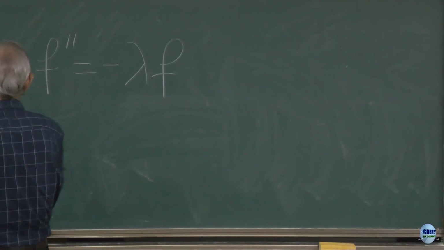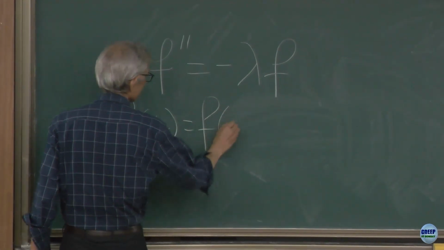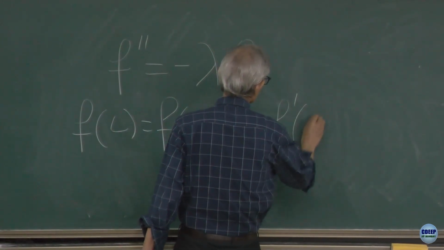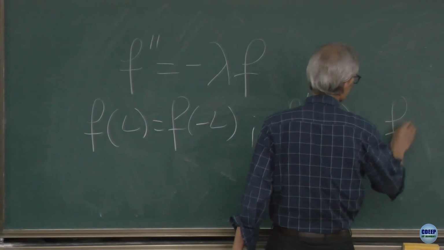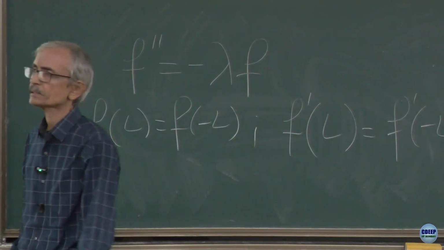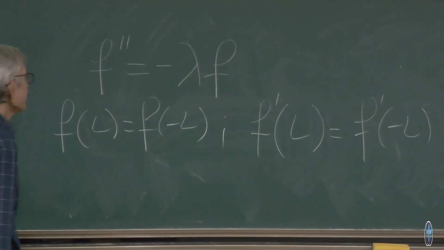But f of L is equal to f of minus L, and f prime of L is equal to f prime at minus L. Okay, so this is the periodic system.